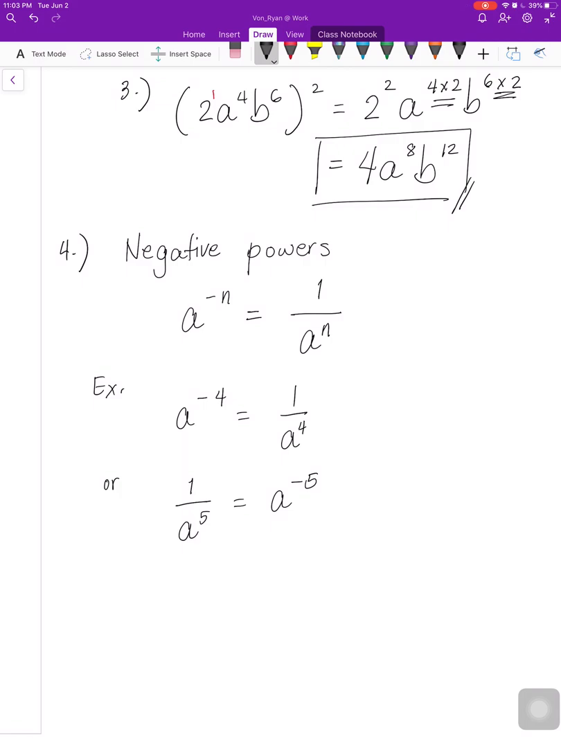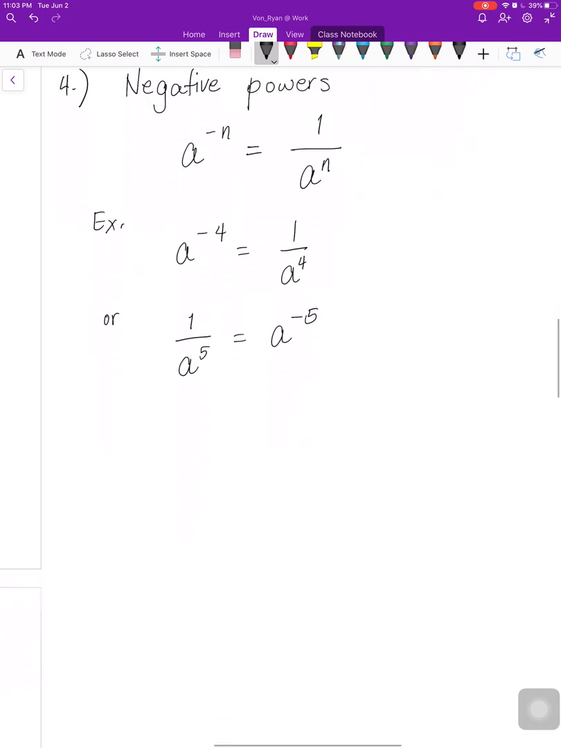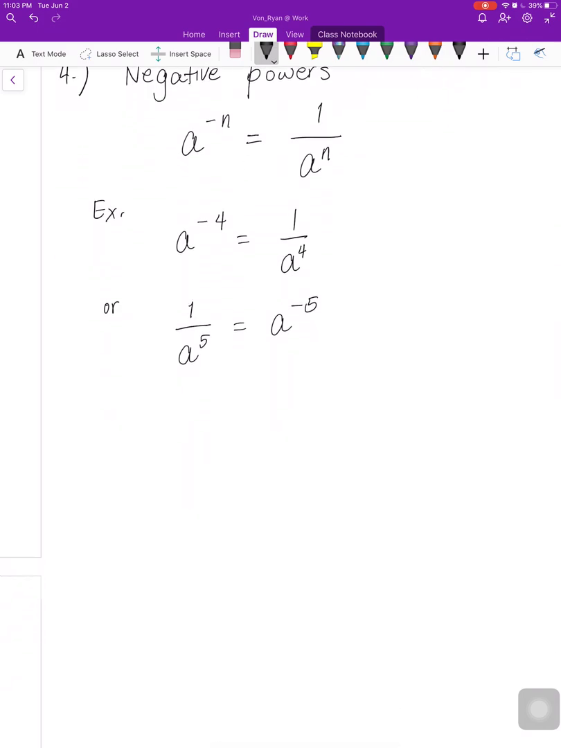So this is simple, and it's important because most of the time final answers would require only positive indices, so you don't want negative indices. Let's use it in an example. So we have, say, 15 a raised to 4, b squared, c raised to 8, divided by 3 a squared, b raised to 6, c raised to 5.